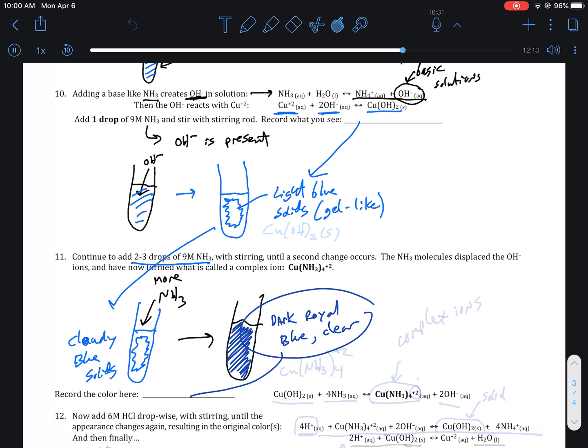So what happened was this. We started this step with the copper hydroxide solids, adding more ammonia caused a reaction that formed a new ion right here. This is what we call a complex ion. And ions are soluble. So the fact that it's charged, plus 2 charge right there, indicates then that it's soluble, it dissolves, the hydroxides get bumped off by the ammonias, and we don't have any solids anymore.